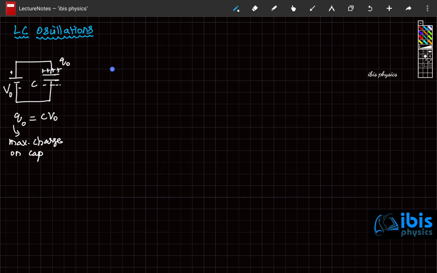Once you disconnect this capacitor, the charge will still be there, Q0, and when you connect it across the inductor, the capacitor will try to discharge through this. The moment the current begins to flow, the charge on this plate decreases from Q0 to Q. We know that here Q will be less than Q0. So when Q is less than Q0, the current begins to flow.